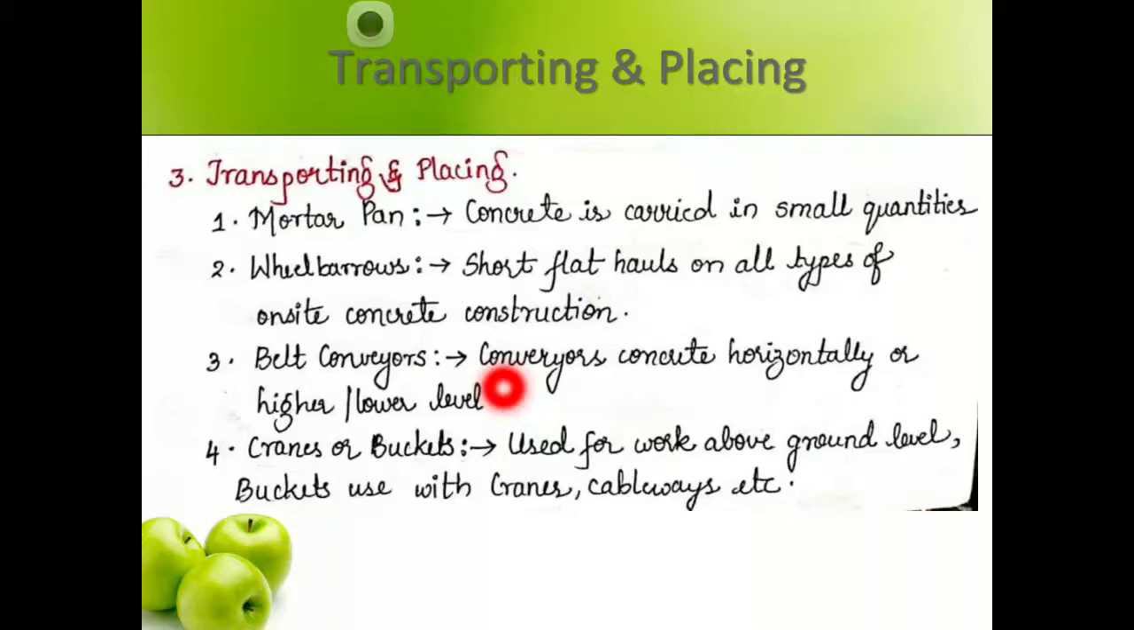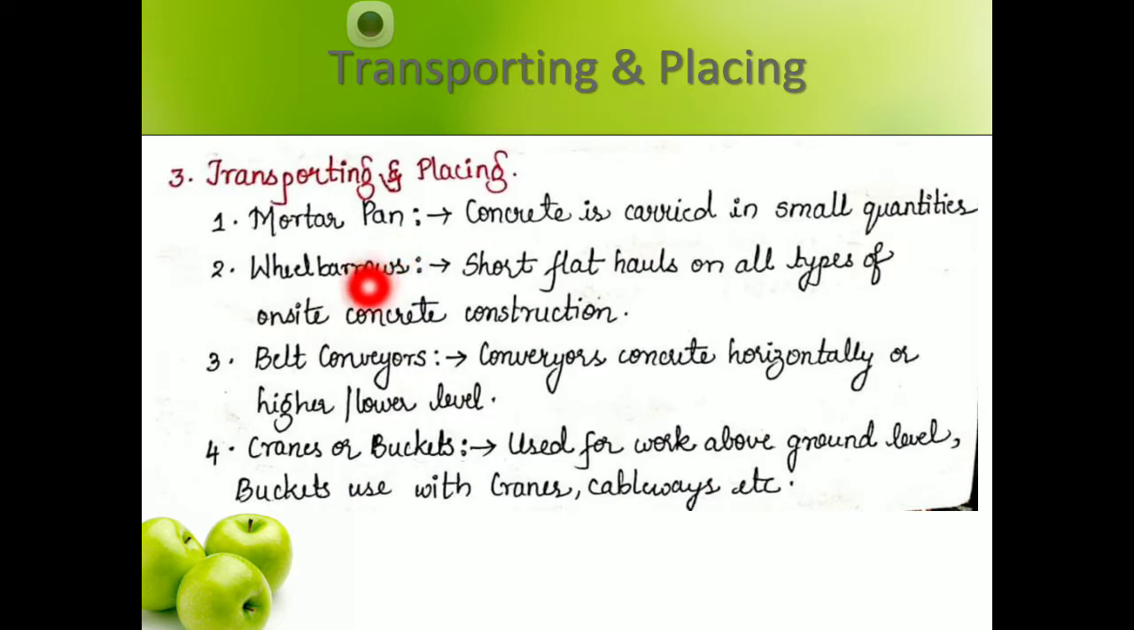Good morning everyone. The next part of the process of manufacturing concrete is transporting and placing. In a previous video we saw how to take the dry aggregates, the mixing process, and the batching process. Now the next process is transporting and placing. It means that whatever concrete you have mixed, how to transport it to the required site and how to place it.